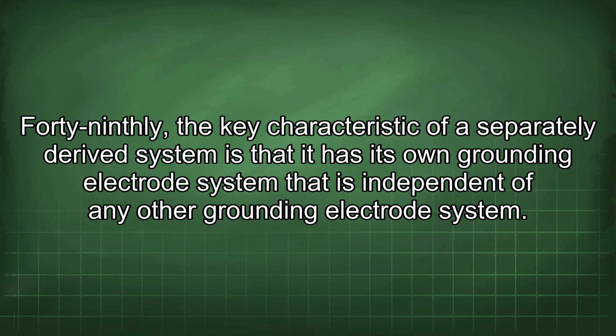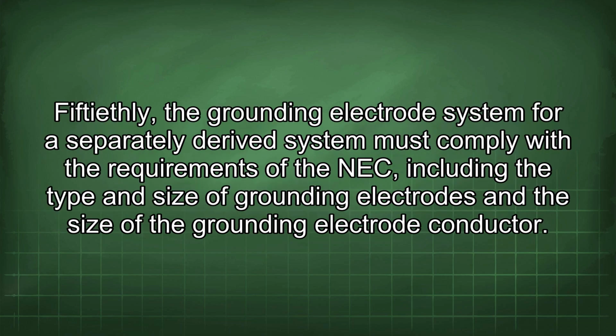49thly, the key characteristic of a separately derived system is that it has its own grounding electrode system that is independent of any other grounding electrode system. 50thly, the grounding electrode system for a separately derived system must comply with the requirements of the NEC, including the type and size of grounding electrodes and the size of the grounding electrode conductor.